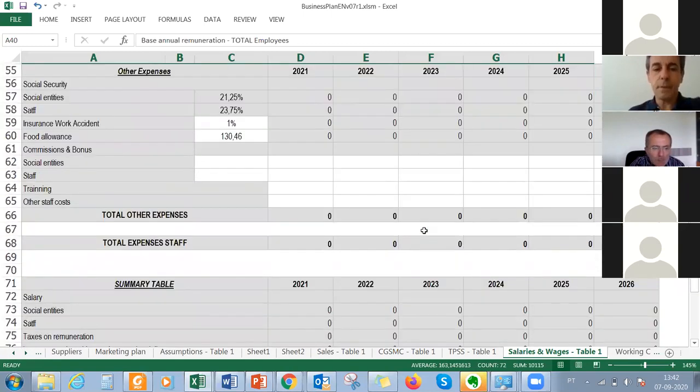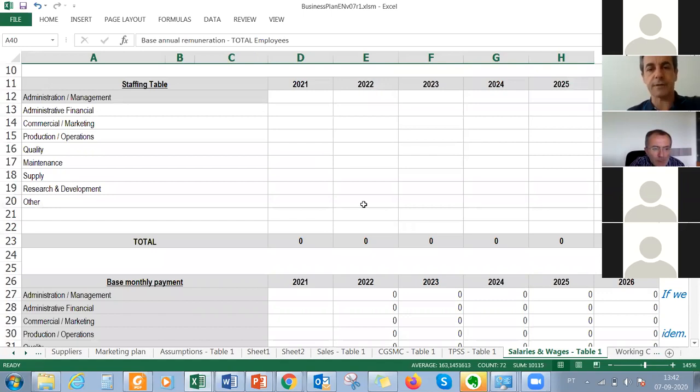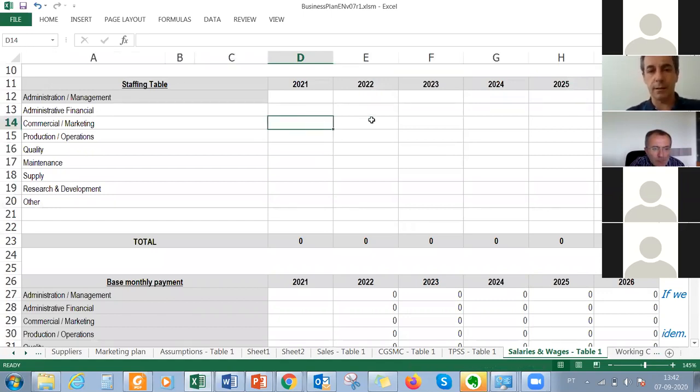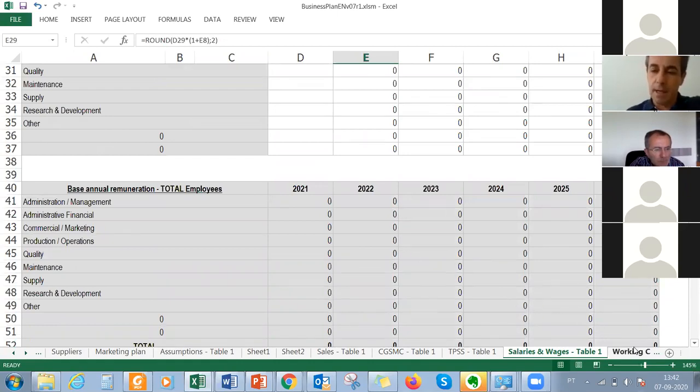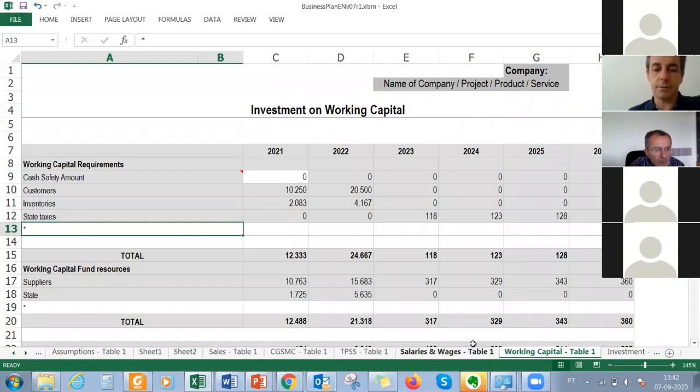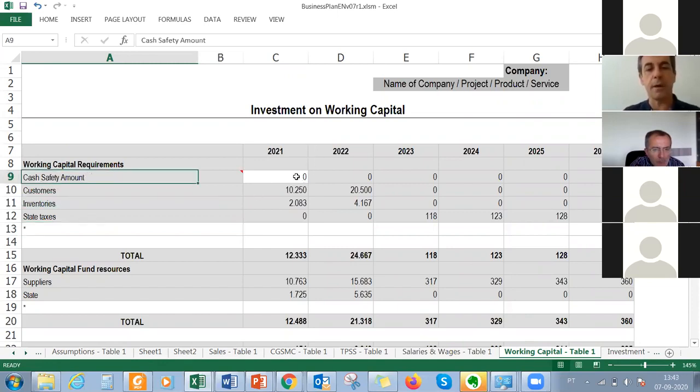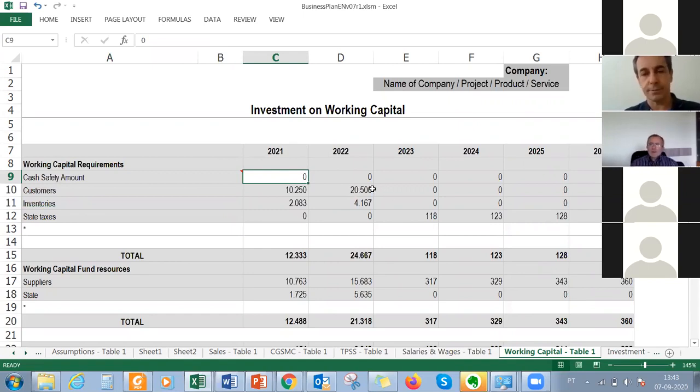So after saying how many people I need in each year, how many they are and what their salaries are, the rest is calculated by the system. And maybe working capital could be not so important. If there's a need to have what they call a cash safety amount, well, we can put 0, or we can put some cash safety amount. It doesn't seem so relevant.